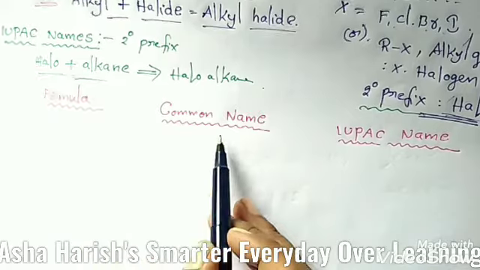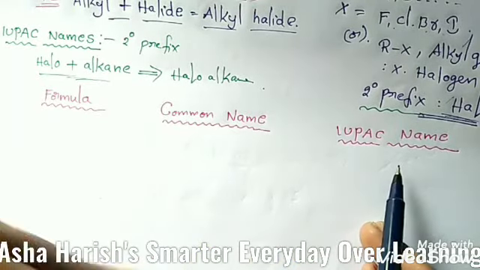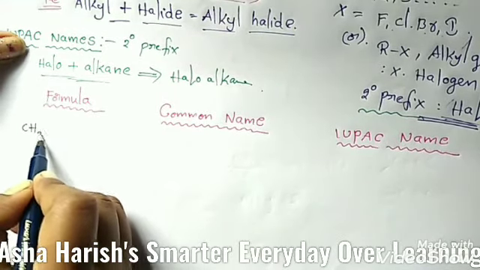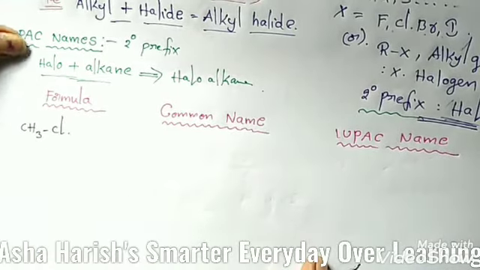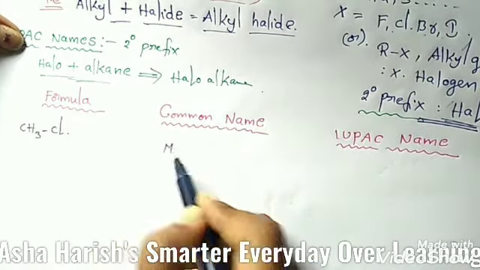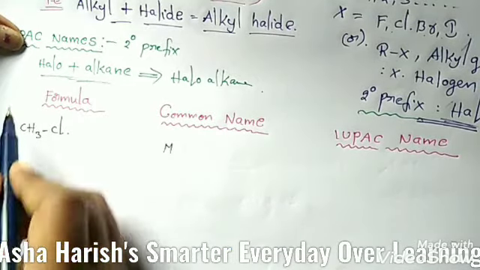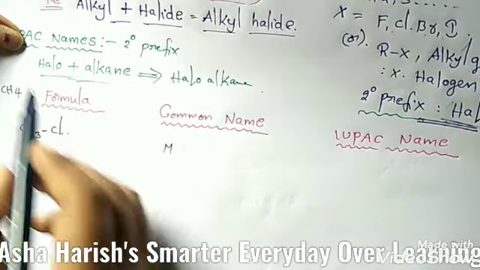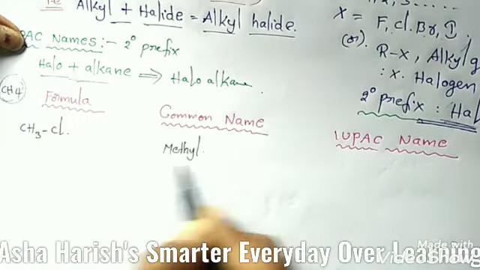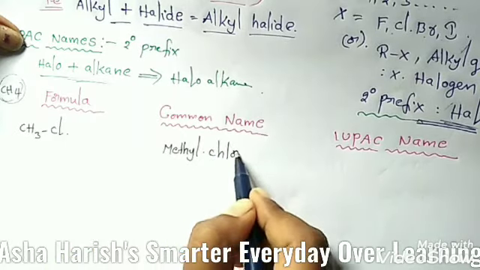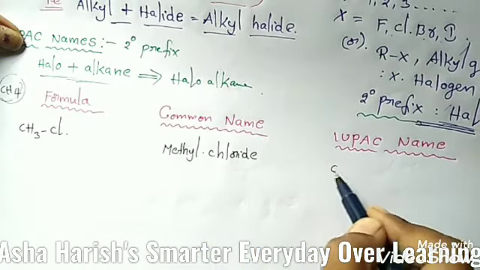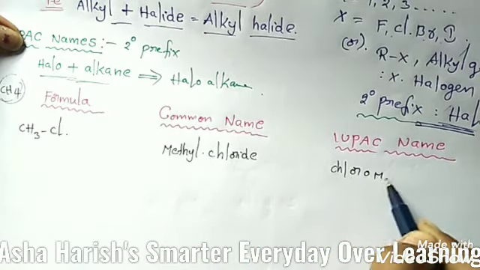The formula of the compound, the common name, and the IUPAC name also you are going to learn now. In formula I'm going to take CH3Cl. Okay students, the common name: CH3, you know very well, we remove one hydrogen from methane. Methane is CH4. From this you remove one hydrogen, that is the methyl group. Methyl, and Cl is chloride. So methyl chloride. For this the IUPAC name is chloromethane.